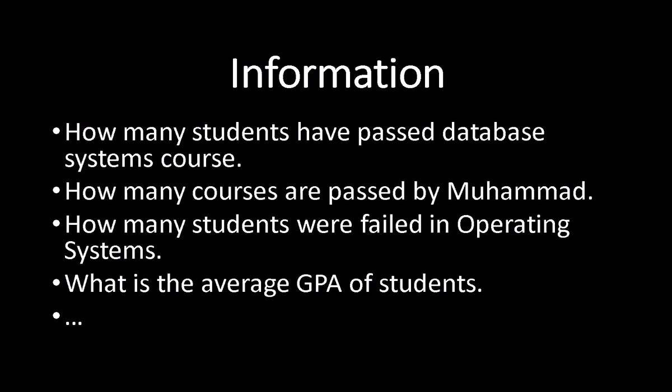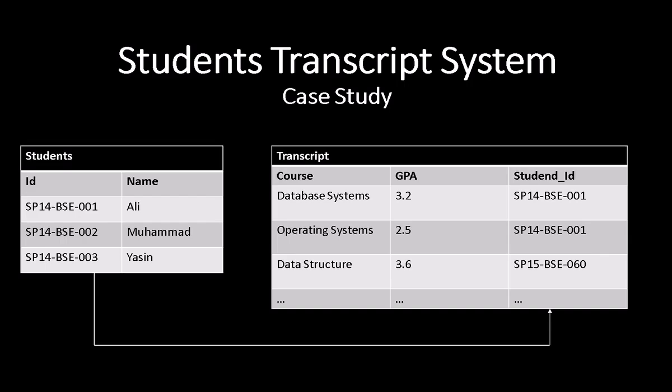When we want to generate information from our data, it's not easy when you are doing it in files instead of in your DBMS software. For example, in the current case study, you may want to find how many students have passed the database system course, how many courses are passed by student Muhammad, how many students failed in operating system, or what is the average GPA of students. These are the different kinds of information that we can generate from these two tables, or these two data sets.